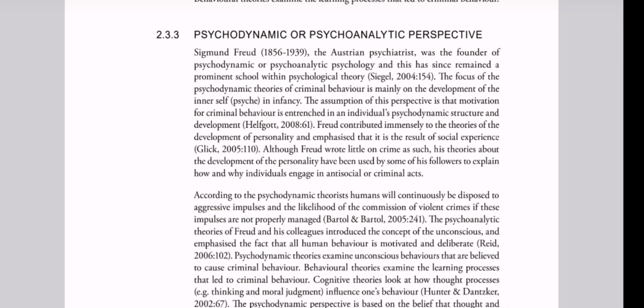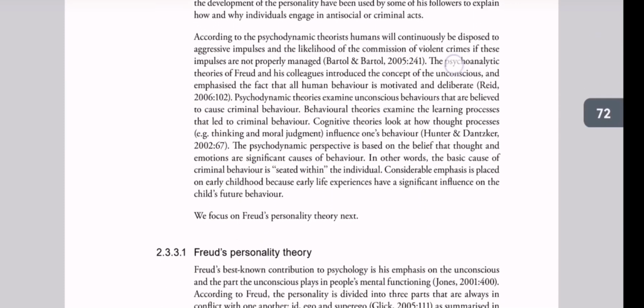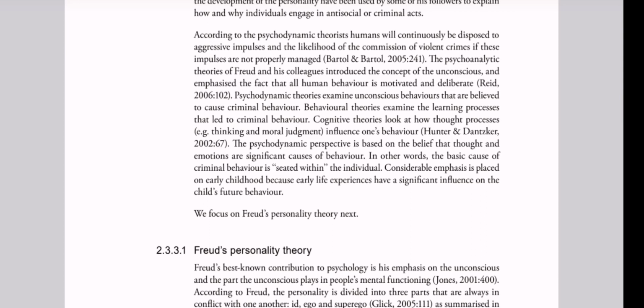Although Freud wrote little on crime as such, his theories about the development of the personality have been used by some of his fellows to explain how and why individuals engage in antisocial or criminal acts. According to psychodynamic theories, humans will continually be disposed to aggressive impulse, and the likelihood of the commission of violent crimes if these impulses are not properly managed. The psychoanalytic theories of Freud and his colleagues introduced the concept of the unconscious and emphasize that all human behavior is motivated and deliberate.